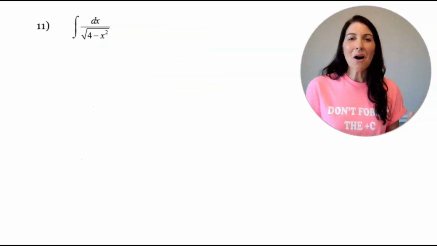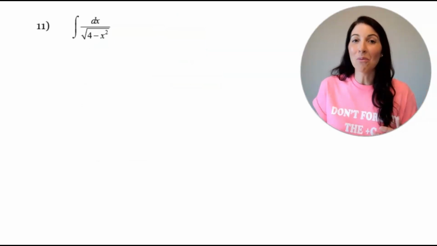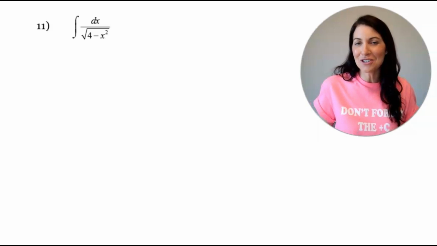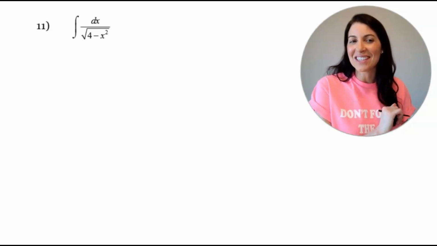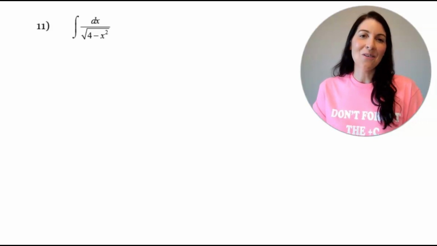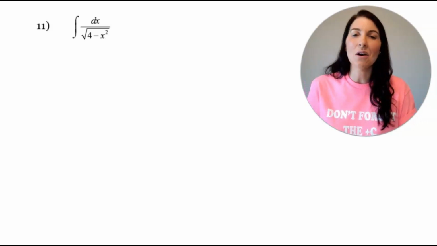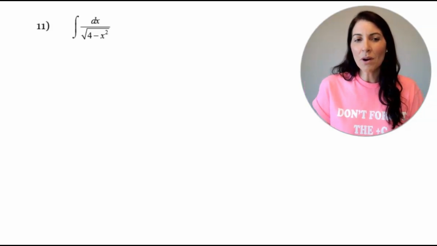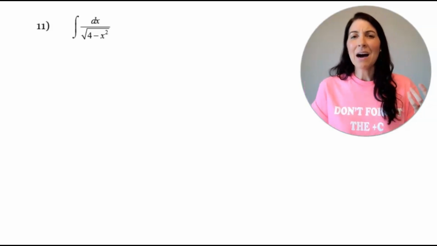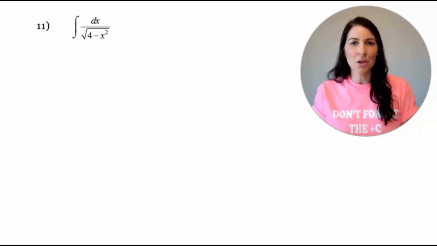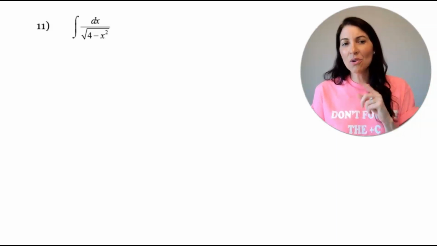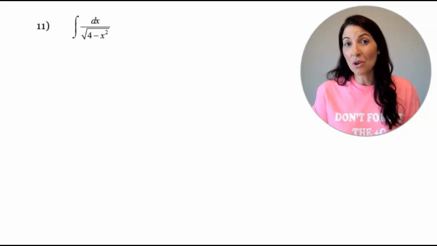All right, I'm still calling these integrals level 1. I think I've got 13 questions that I put into level 1, and then we'll jump to level 2, even harder questions. All right, in this integral, we have the integral of dx over the square root of 4 minus x squared. Now, oftentimes I make what is underneath the radical the u. But I'm going to show you why that's actually not going to be the u for this problem.